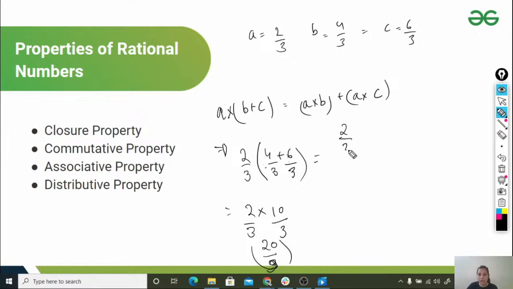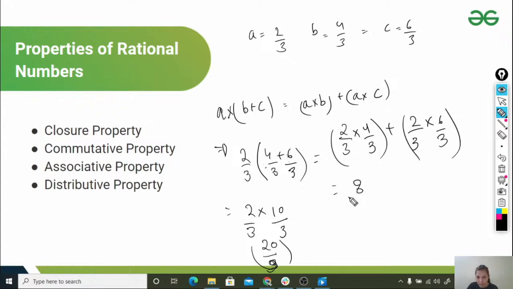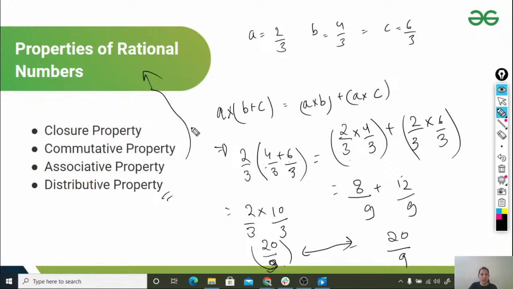So 2 by 3 into B, which is 4 by 3, plus 2 by 3 into 6 by 3. So it would be 4 2s are 8, 3 3s are 9, plus 6 2s are 12, 3 3s are 9, and 12 plus 8 is 20 by 9. So are they equal? Yes, they are equal. That means that distributive property is followed in rational numbers.